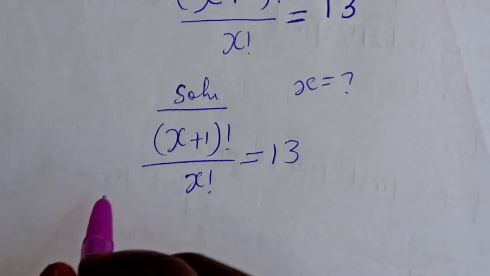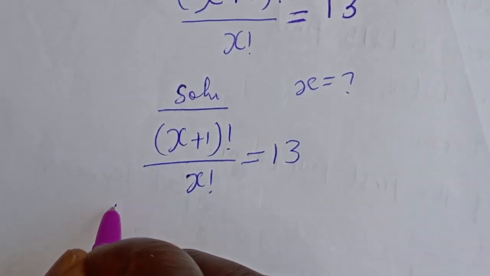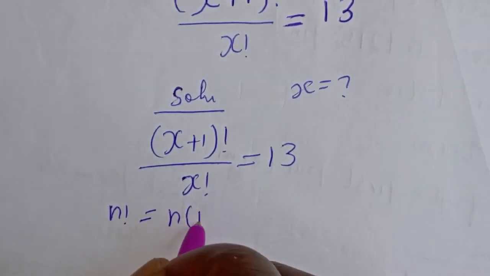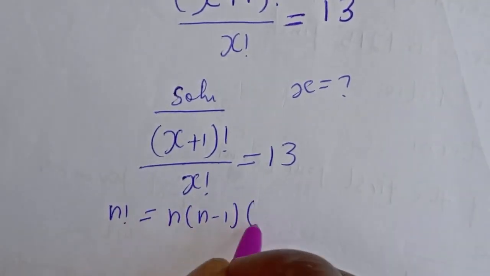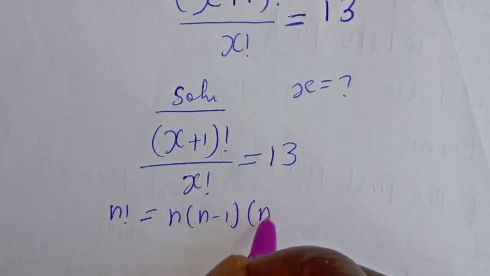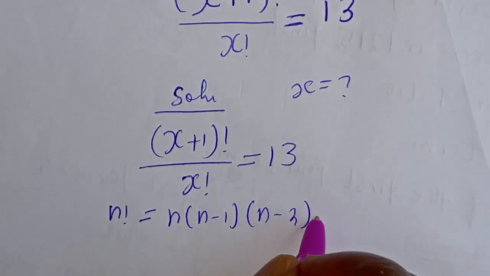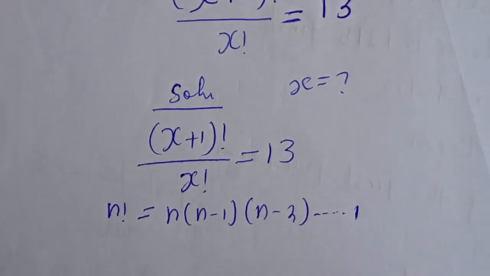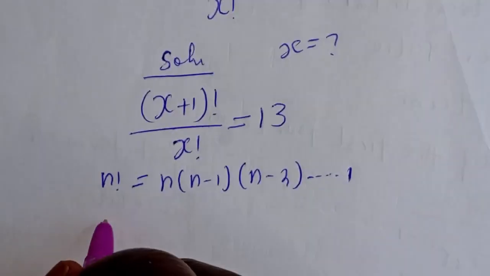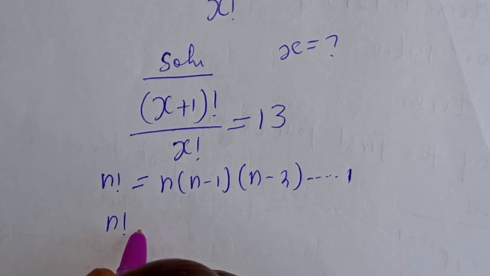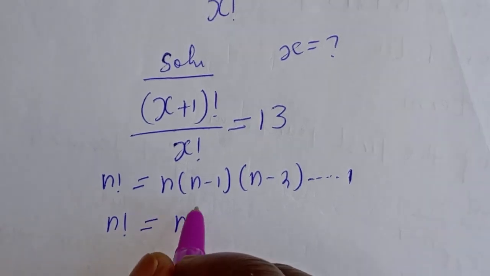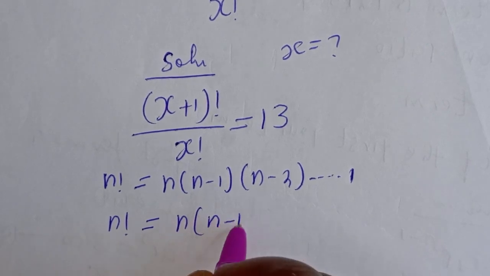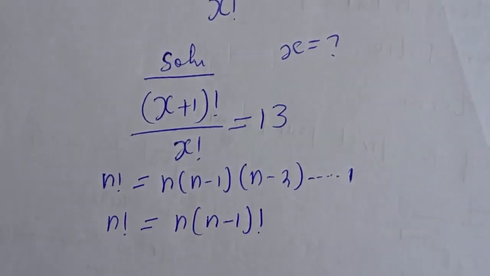Now, take note of this, that if you have n factorial, this is equal to n bracket n minus 1 bracket n minus 2 down to 1. Then also n factorial is equal to n bracket n minus 1 factorial.